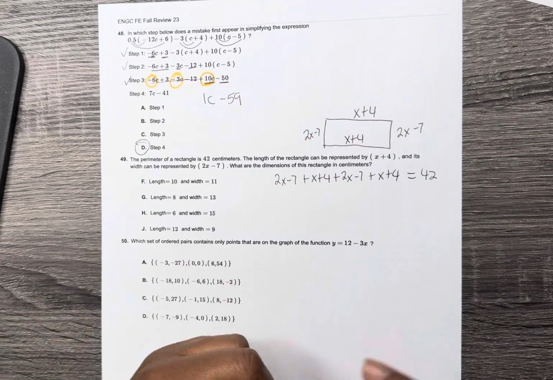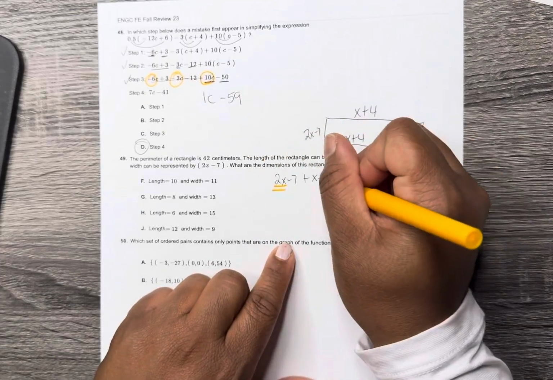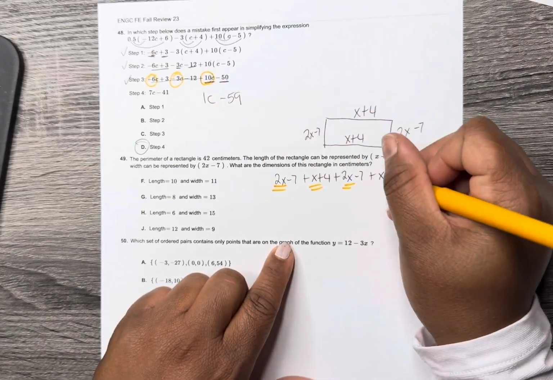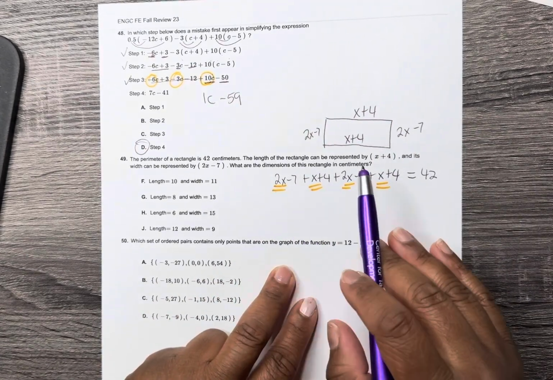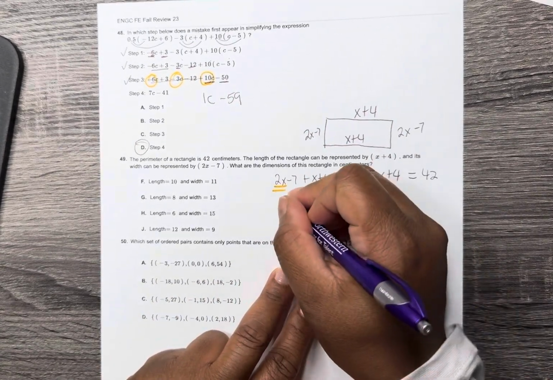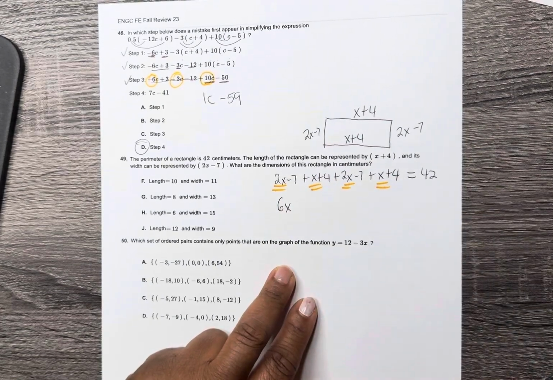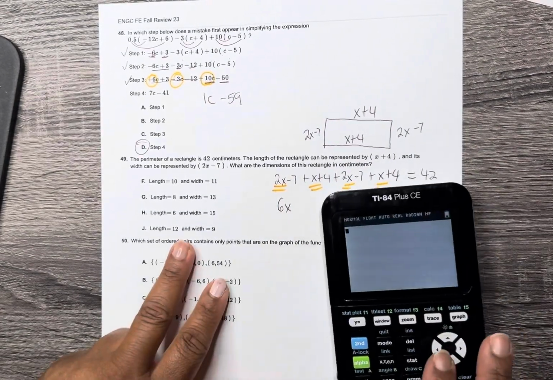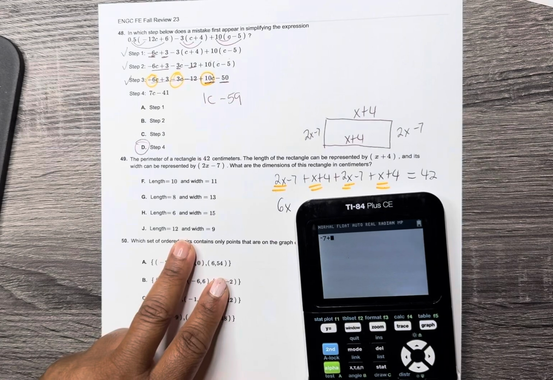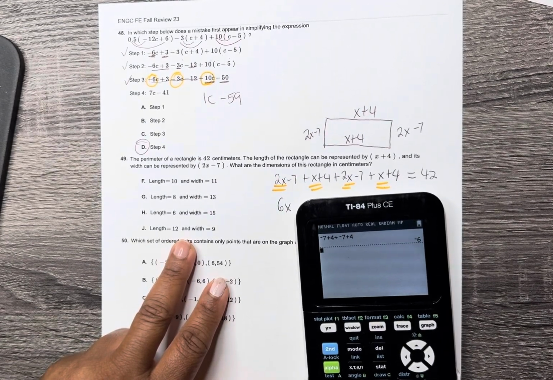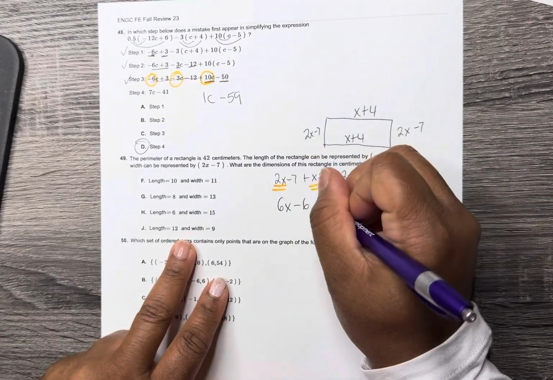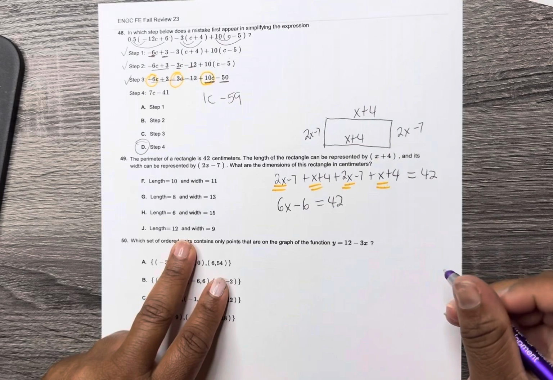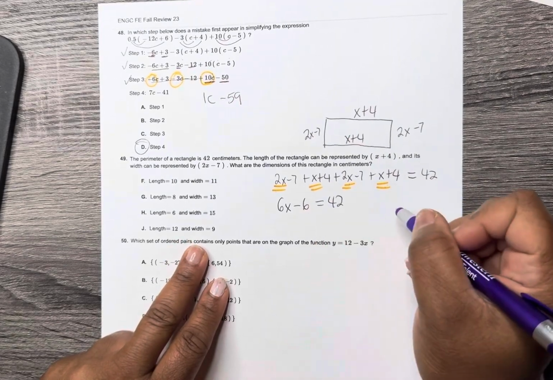So from here, we're actually going to just combine like terms. 2x plus 2x plus x. What is that? 2 plus 1 plus 2 plus 1. That's 6x, right? And then I'm going to do this in the calculator. Negative 7 plus 4 plus negative 7 plus 4. And that's negative 6. Which is 42.